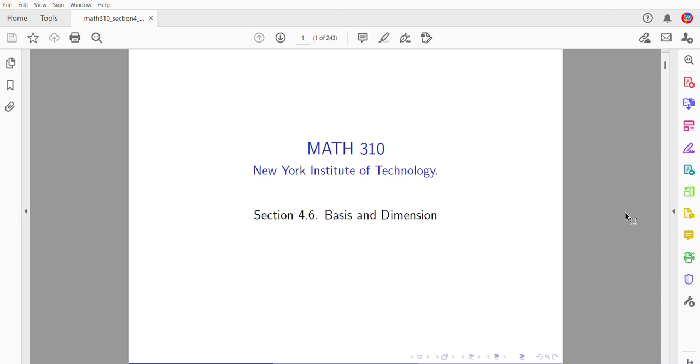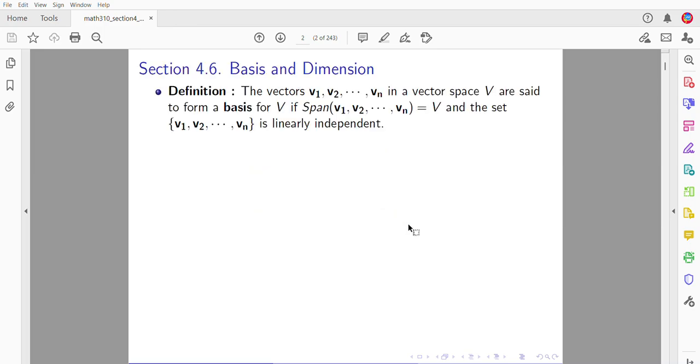Welcome back. Section 4.6 is a very important section. It's on basis and dimension. Let's start with the definition.